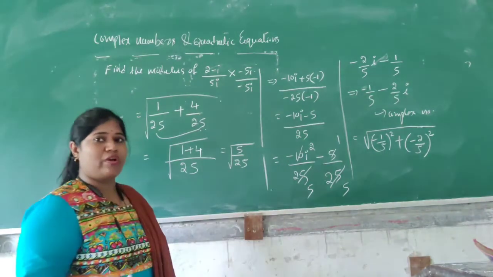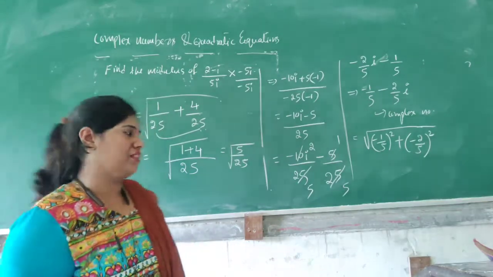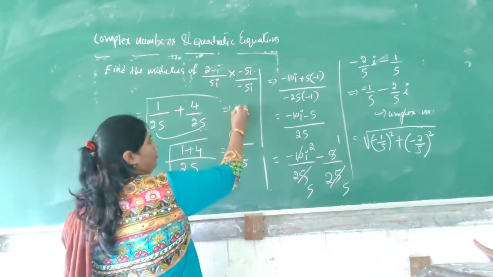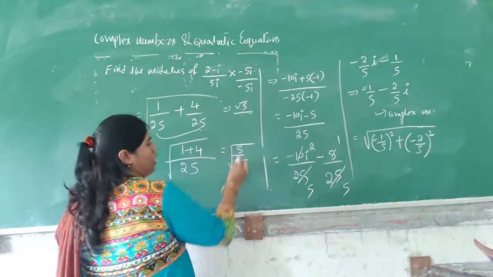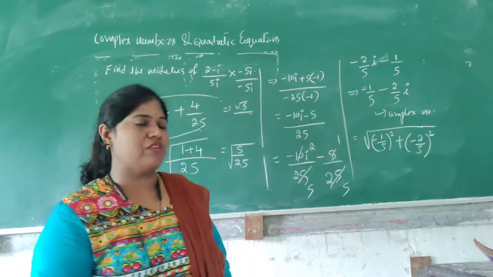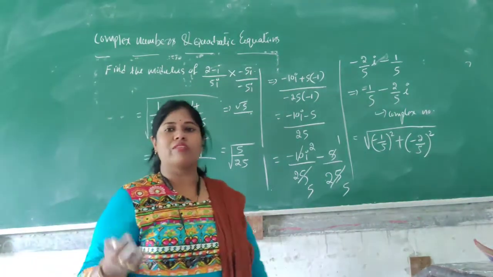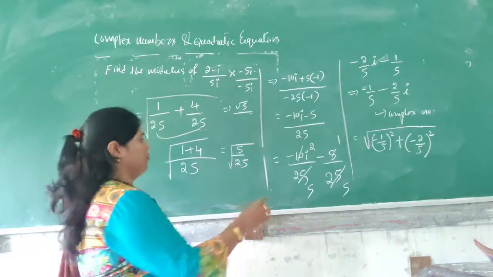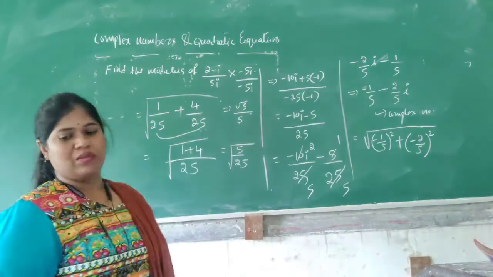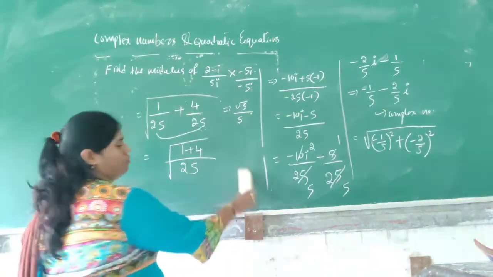Is there any square root of 5? No, there is no square root of 5. We have to write it as it is. So it is equal to root 5, and the square root of 25, it is a perfect square. We know the square root of 25 is equal to 5. Still I can simplify that one.